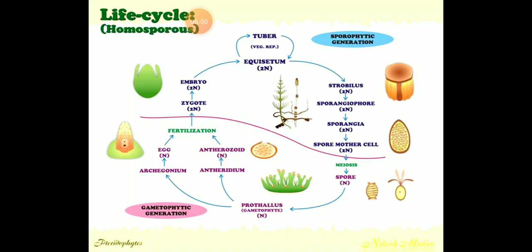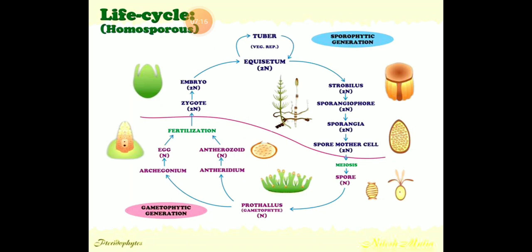So Equisetum may reproduce through vegetative reproduction by tuber formation, or through spore formation. Equisetum produces the strobilus, which is diploid in nature, and the sporangia, where spore mother cells undergo division. The spores will be present, and these spores will be liberated, and they produce the new plant.